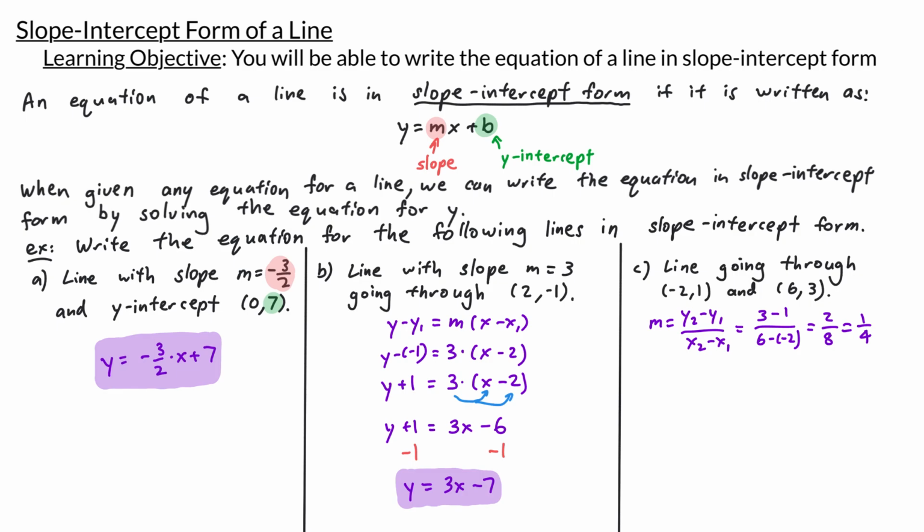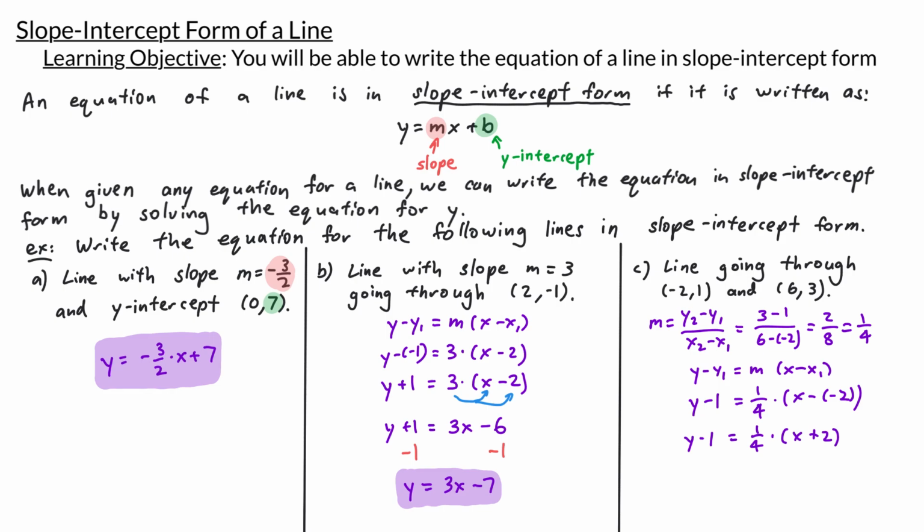Now, we still don't know what the y-intercept is, so we can't directly use the formula y equals mx plus b. So just like our previous example, we're going to start by using the point-slope form. y minus y1 equals m times x minus x1. Using (-2, 1) as our point and plugging in the appropriate values, we have y minus 1 equals 1/4 times x minus negative 2. Again, we'll rewrite the double negatives here, so our equation will look like y minus 1 equals 1/4 times x plus 2. This here is the equation for our line in point-slope form.